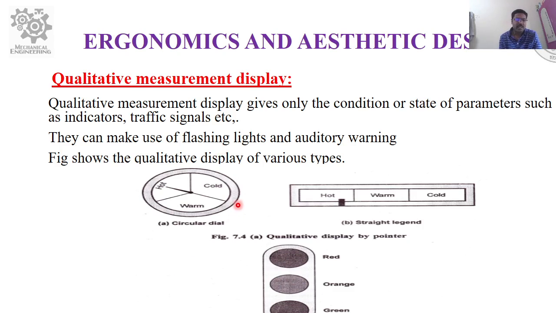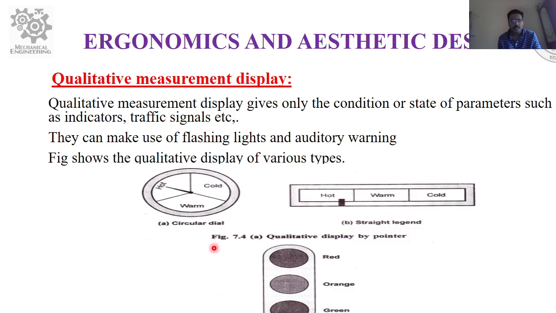See the sketch here. The figure shows a qualitative display on this type of circular dial. There are three basic conditions here: hot condition, cold condition, and warm condition. So it easily shows which type of condition we are observing. See, this is the hot condition shown here. So it can easily be measured as a cold condition or a warm condition. This is the straight line legend scale we use in this type of qualitative measurement. Observe here, this also indicates the hot condition, in circular dial gauges and straight line legend scales. So both indicate the hot condition.